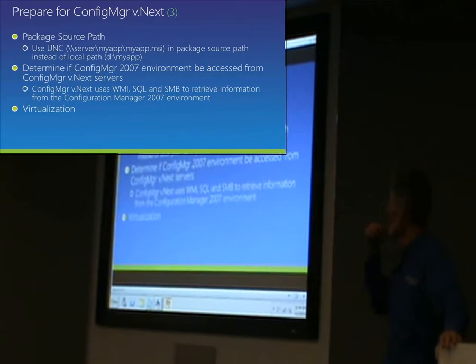We talked about the package source. Make sure that the VNext site server can talk to the 2007 site server, because we use SQL and WMI to go query the objects there. So make sure that happens.